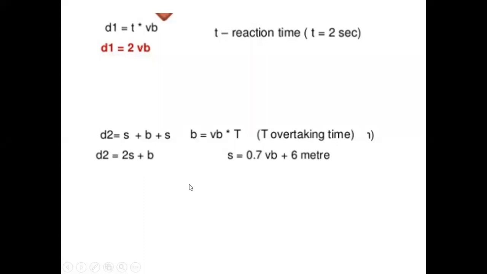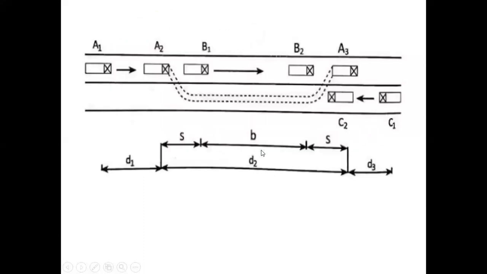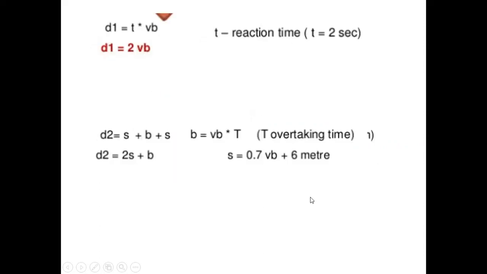Now S, what have they done? You can see S is between the positions A2 and B1, and B2 and A3, right? What they have done is purely empirical. What do you mean by an empirical formula? You would have studied it in different subjects. Based on multiple experiments and observations, the researchers or scientists conclude and come to a particular constant, standard equation. That is called an empirical equation.